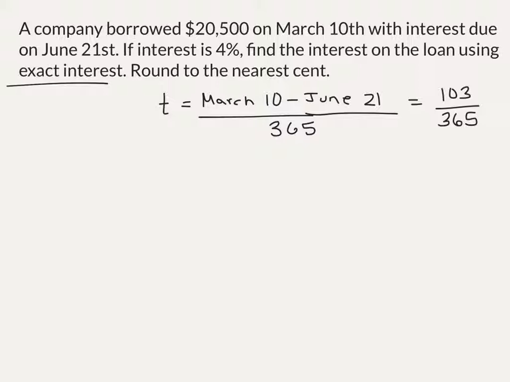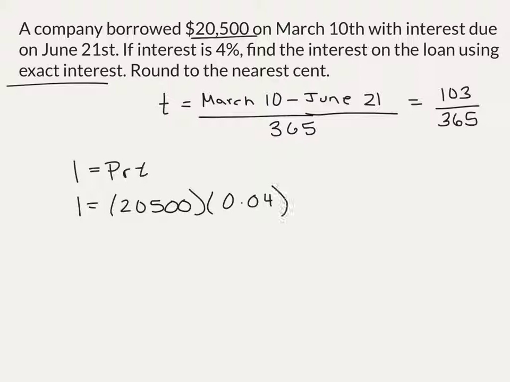Now I know what T is, I can go ahead and plug the values for P, R, and T into the simple interest formula and solve for the amount of interest. P is $20,500. R is 4%, but written as a decimal at 0.04. And then T is 103 over 365.